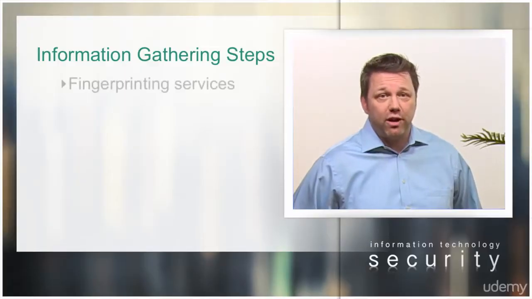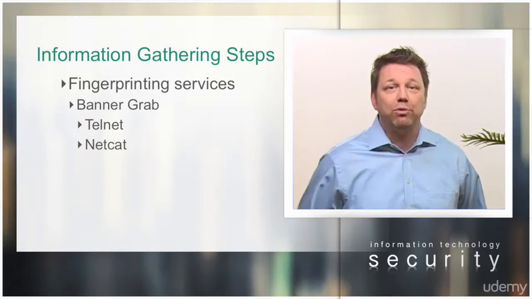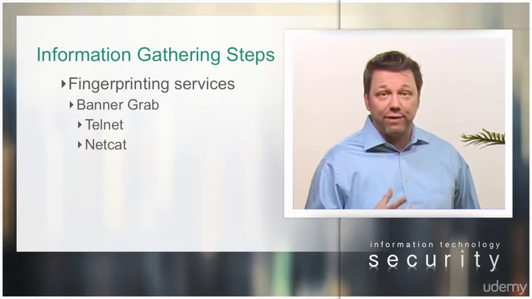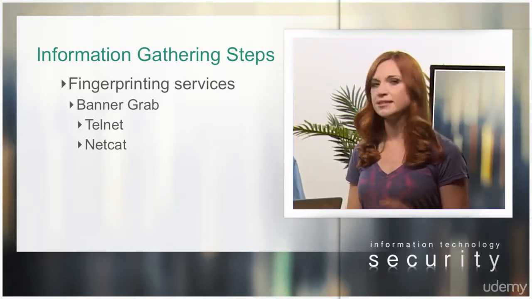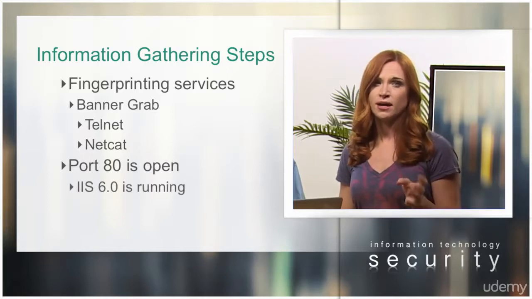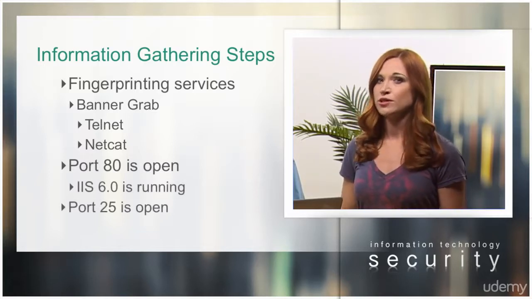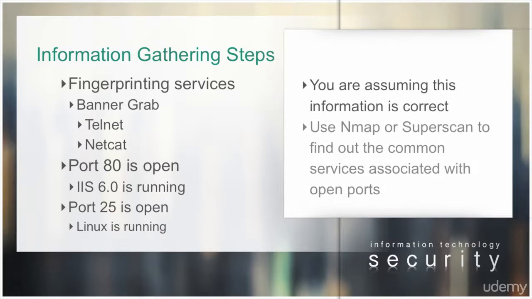After fingerprinting the OS, you should fingerprint the services. You should be able to banner grab using tools such as Telnet and Netcat. You will be able to know what services use which ports, and using this information, you can then try to launch an attack. And you should also be able to use the default information and behavior of any system. So, for example, if port 80 is open, you can assume that IIS 6.0 is running. If port 25 is open, you can assume that Linux is running. These are only assumptions. You cannot assume that the information received in a banner grab or based on the response from a port is correct. The system may be giving you falsified information. So, you're assuming that this information is correct. You can use Nmap or Superscan to get to know the common services associated with open ports.